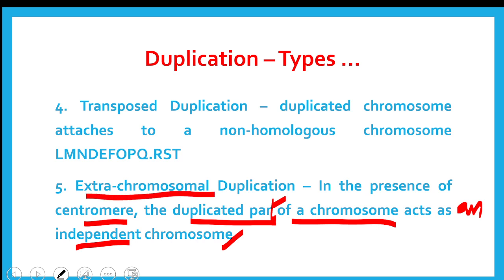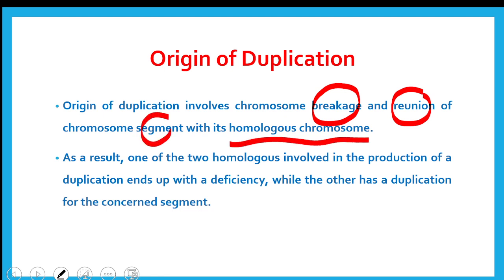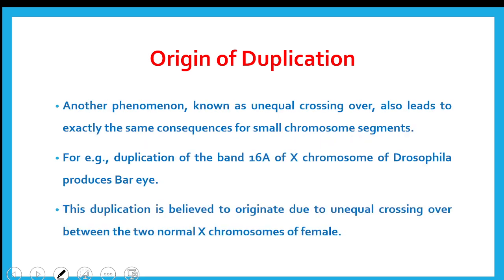Hence we call this extra chromosomal duplication. Let us see how this duplication originates. Origin of duplication involves one thing, that is breakage and reunion of a chromosome segment with its homologous chromosome. As a result, one of the two homologues involved in the production of a duplication ends up with a deficiency, while the other has a duplication for the concerned segment.